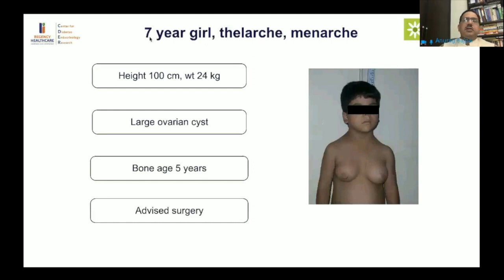So this, as we discussed, is what is known as Van Wyk-Grumbach syndrome, in which there is activation of the FSH receptor by TSH causing precocious puberty along with delayed bone age. So don't miss this condition, reversible very well with just thyroid supplementation.